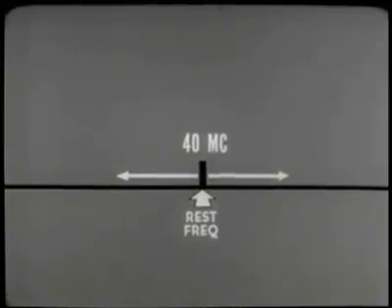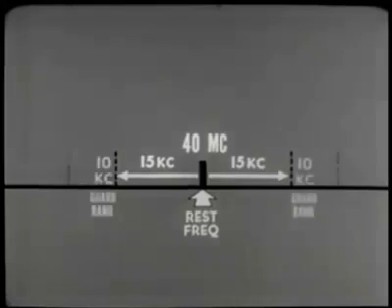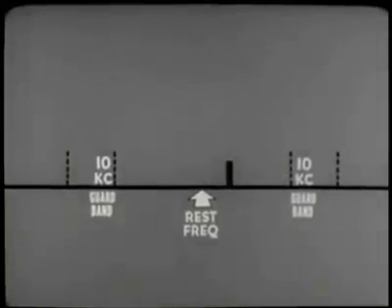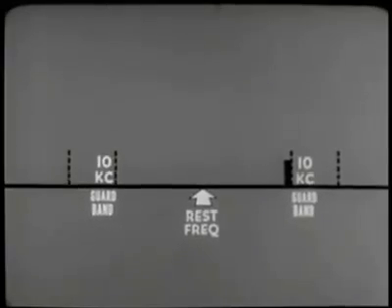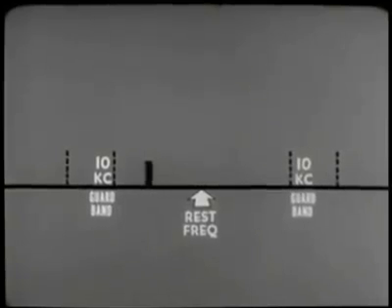In other words, it will need room on the spectrum to carry its frequency variations. A typical amount of room might be 15 kilocycles above rest and 15 kilocycles below rest. To avoid conflict with adjacent FM channels, 10 kilocycle guard bands are added on each end. This typical channel will allow the carrier a 15 kilocycle deviation above and below its rest frequency.